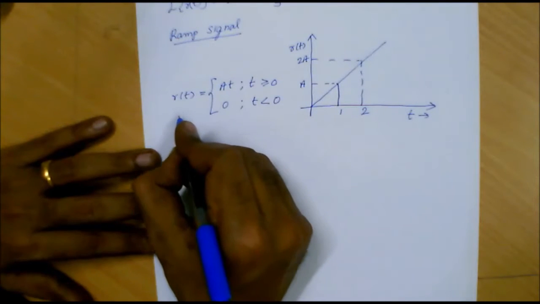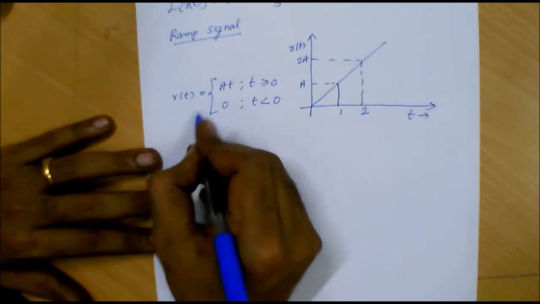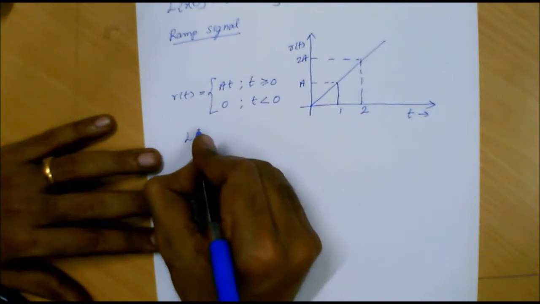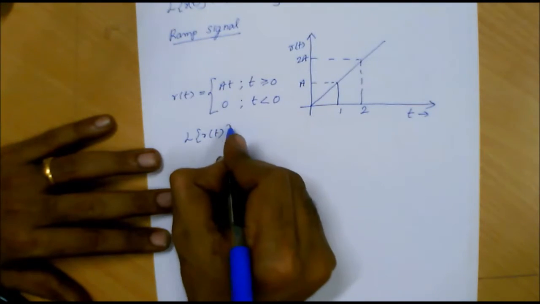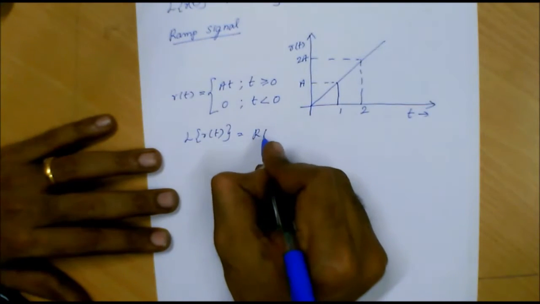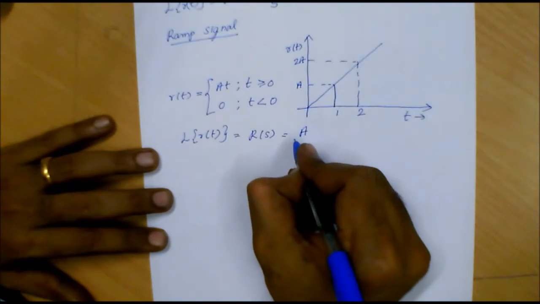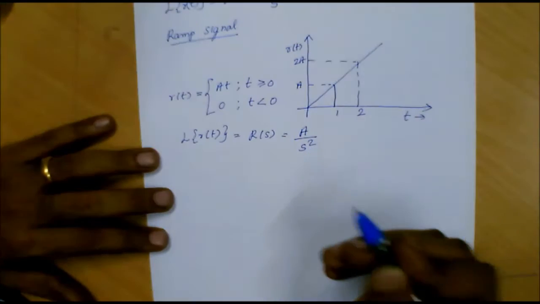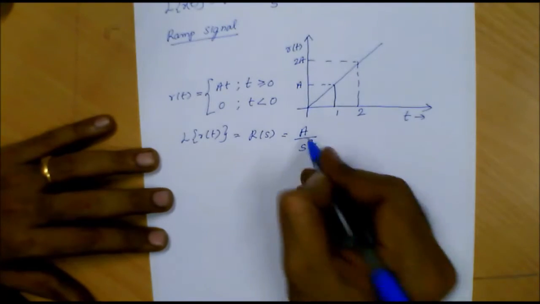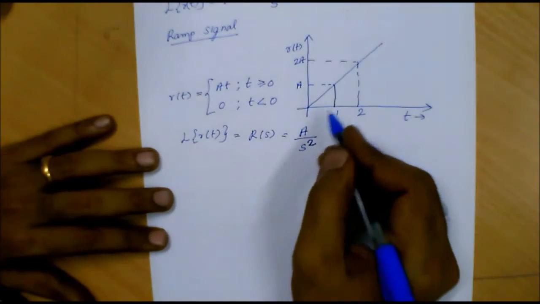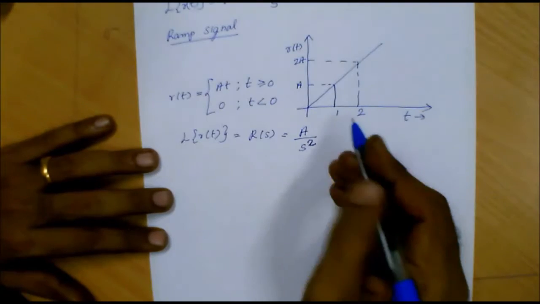We can find the Laplace transform of this equation. So L of r of t, which is equal to r of s, which is equal to a divided by s square. So this will be again useful to find the time response of the system for ramp input signal.